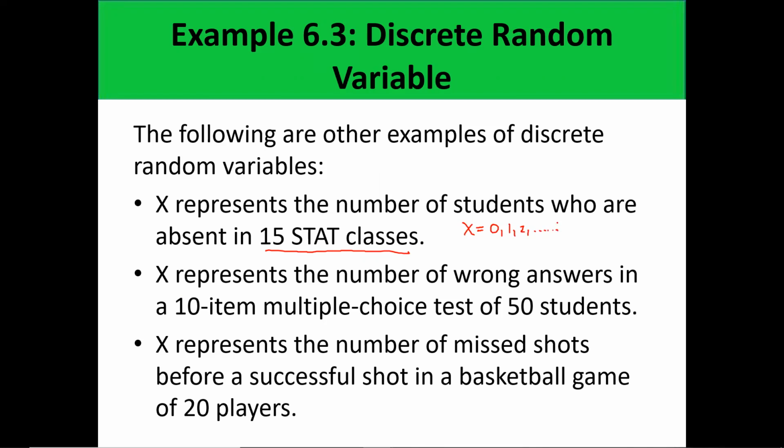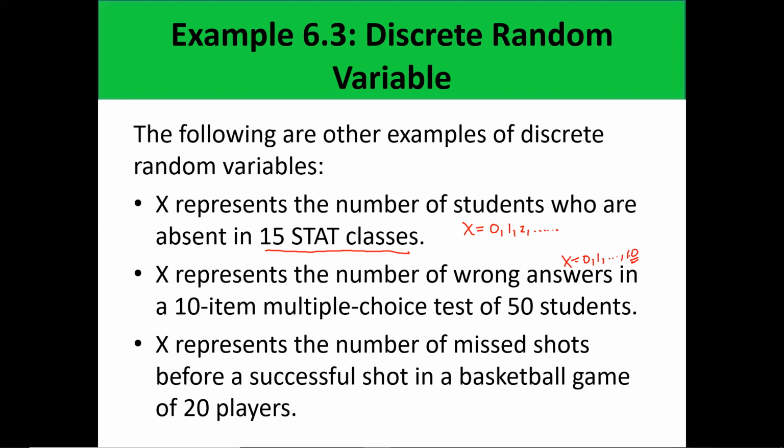Now, for the second example, x represents the number of wrong answers in a 10-item multiple choice test of 50 students. For example, student 1 committed 1 mistake. Student 2 committed 0 mistakes. Student 3, let's say, committed 5 mistakes, and so on and so forth. So in this case, x could be from 0, 1, up to 10 because there are only 10 items in the multiple choice test.